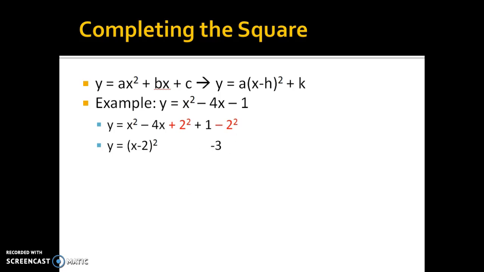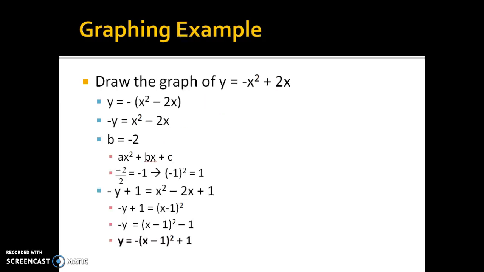So I'm going to take an example, and I'm going to convert it into vertex form and then graph it. I'll show you how to do this. So this example is page 50, number 3, and it is draw the graph of y equals negative x squared plus 2x. And so you want to convert it into a vertex form, right? So how are you going to do this?